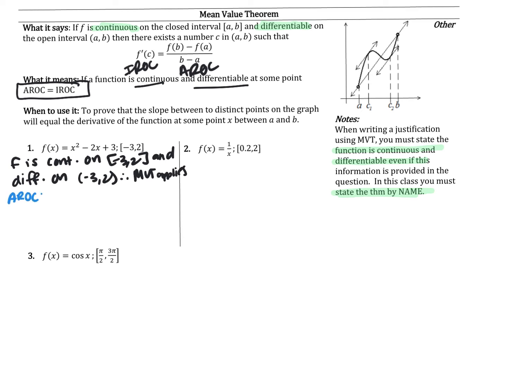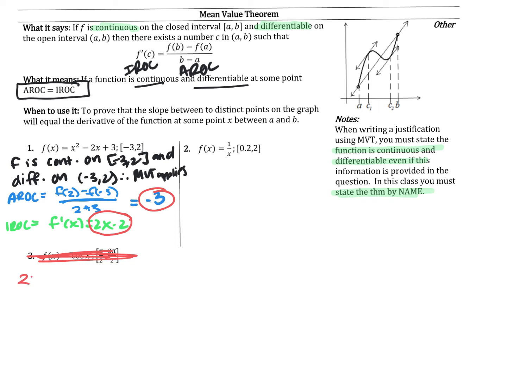So I'm going to find the average rate of change on this interval, which is going to be f of 2 minus f of -3 over 2 minus -3. That's going to become 2 plus 3. This is going to be 3 minus 18 over 5, so that's going to be -3. Then I'm going to find the instantaneous rate of change, which is just the derivative, which is 2x minus 2. So what MVT says is that at some point, these two things are going to be equal. And I'm going to just keep working down here. So 2x minus 2 must equal -3 at some point, which is going to give us that x equals -1/2.